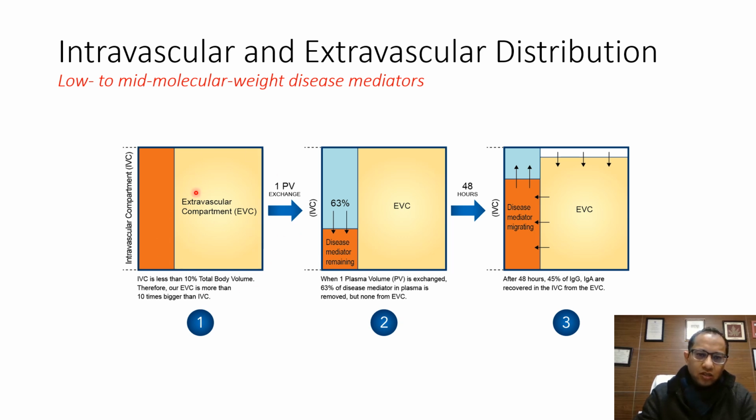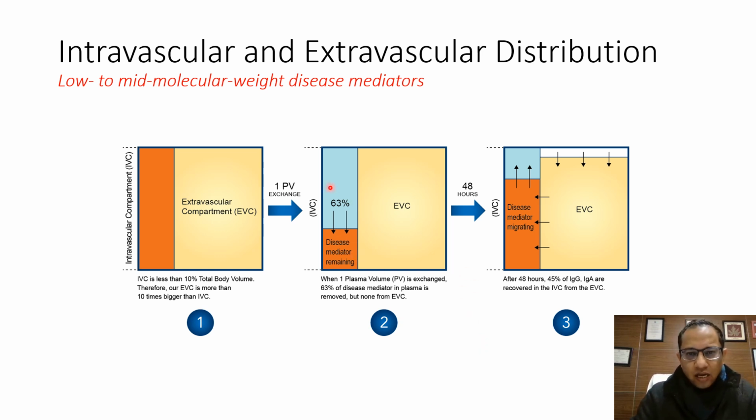The extravascular compartment is almost 10 times the intravascular compartment, and it has some lower molecular weight proteins and antibodies like IgG, IgA, IgD. All of this is in the extravascular compartment. If you do a one plasma volume exchange, you will see that 63% of the disease mediator is removed and only 37% of it is remaining. So one plasma volume exchange removes 63% of the disease mediator.